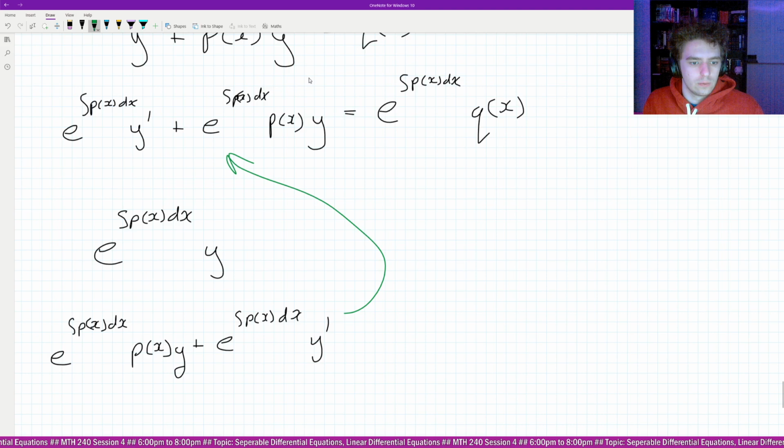This is just that. I just put an integral around it. The left side looks complicated, but we don't even have to think about it. It's e to the integral p of x dx times y equals, and now the right side, I keep saying the wrong left and right today for some reason, the integral of e to the integral p of x dx times q of x dx.